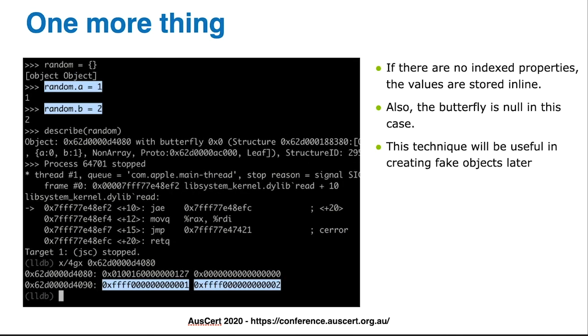Now if there are no index properties in an object, then the values are stored inline. For example, in this case it's an empty array. It doesn't have any index property. It only has named properties. Then the values are stored just to the right of the object. In this case the address is 4080, which points here. The first thing is the JSCell header, followed by the butterfly, which is nothing. So in case there are no index properties, the butterfly is 0, followed by the values 1 and 2, which are the named properties for that array.